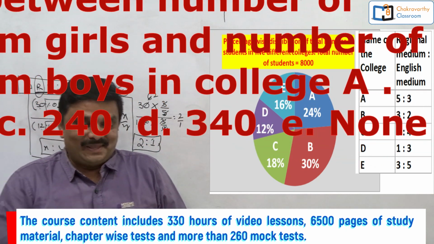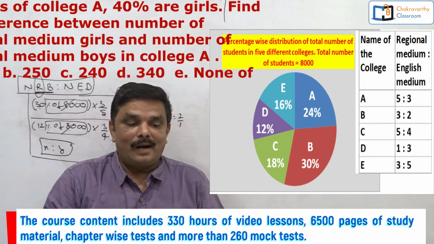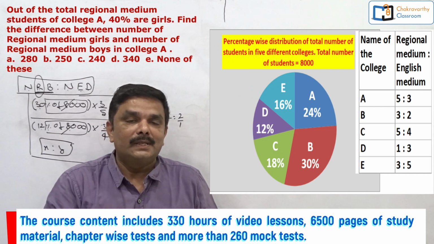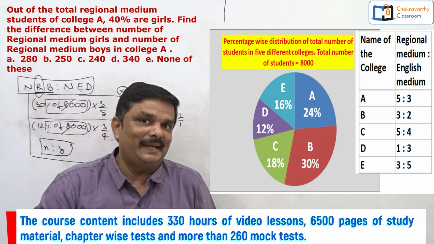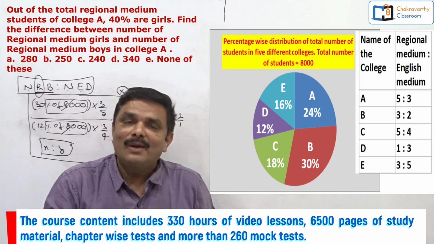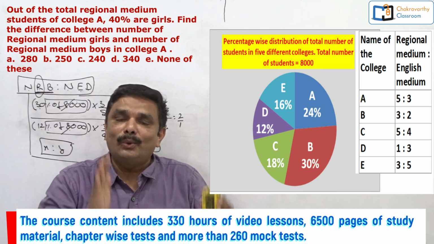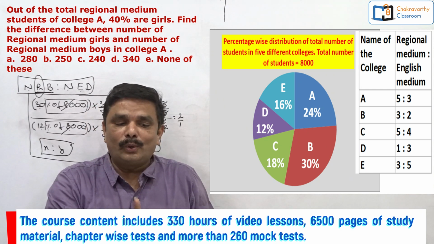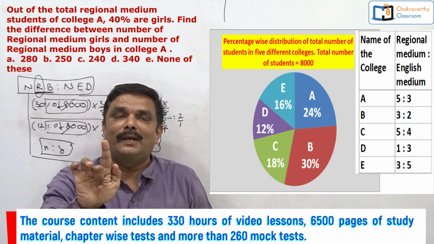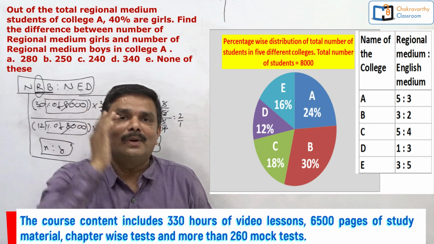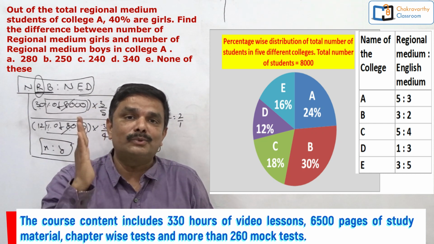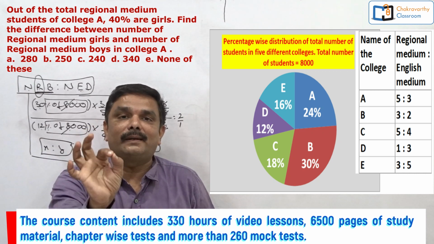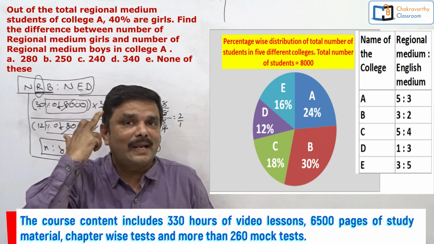See how they have given this one, students. Out of the total regional medium students of college A, I'm just reiterating this one more time: while reading the question only, try to analyze it completely. Out of the total regional medium students of college A, in your mind that should come to you: total regional medium students of which college? College A, 40% are girls. Simple one, you have to analyze that in your mind.